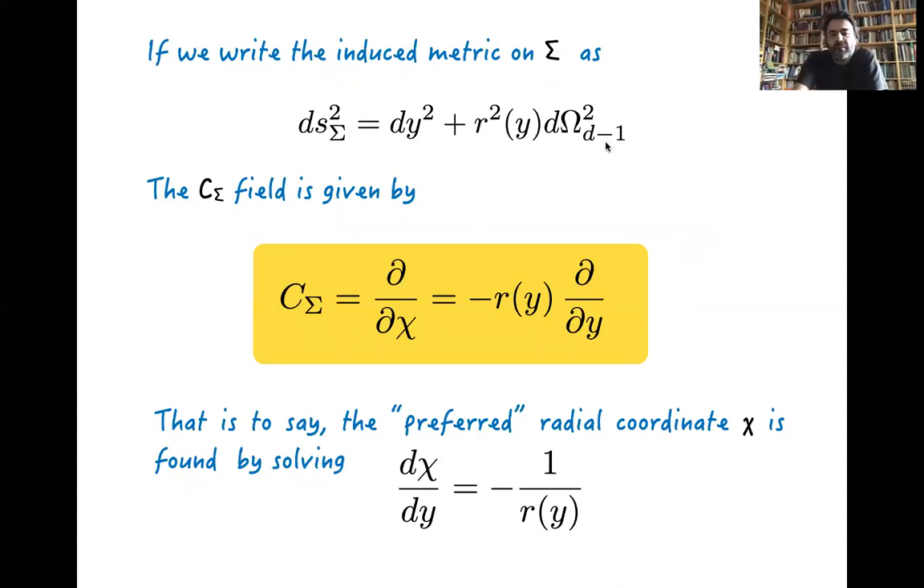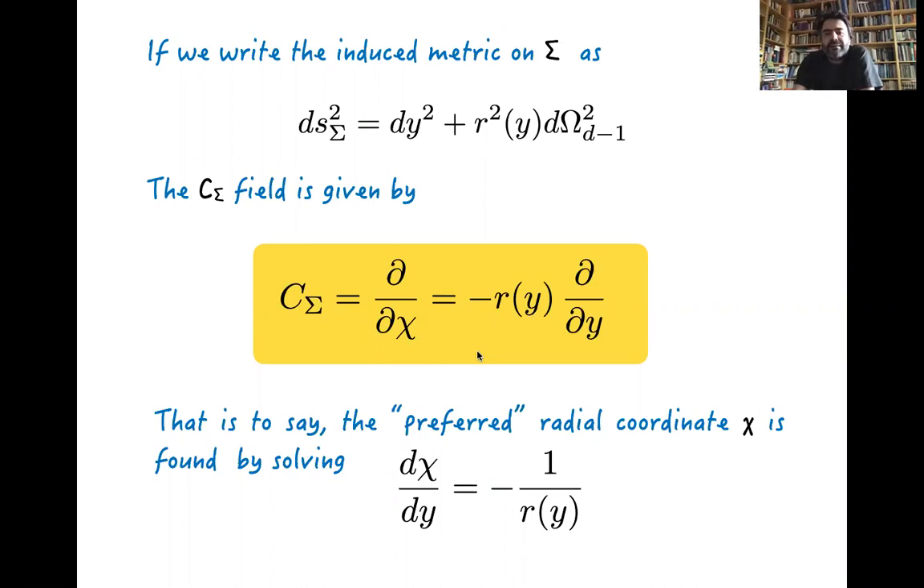And then the C field that works for that formula is one which is radial, inward pointing, and its modulus is given by the radius, by the size of the angular sphere. If you use this field to define a preferred radial coordinate, which would be like the canonical dual to the momentum you're picking, this preferred radial coordinate over the extremal surface will be the solution of this differential equation. So everything is determined, and then you have this nice formula.